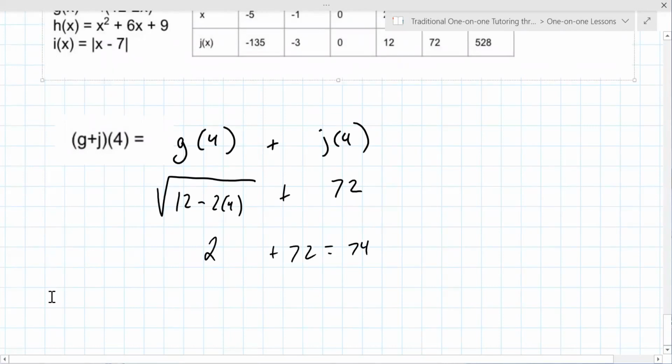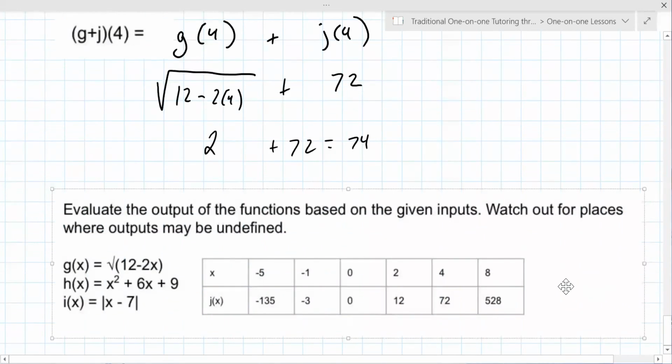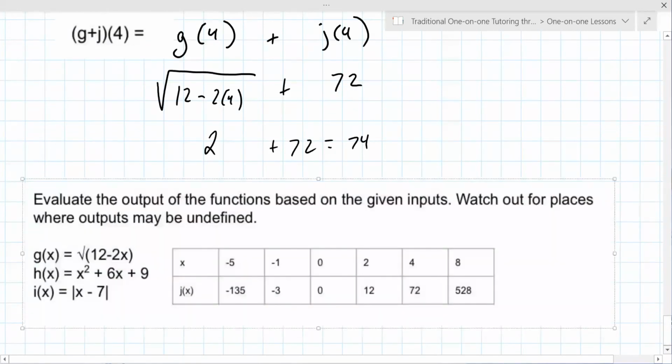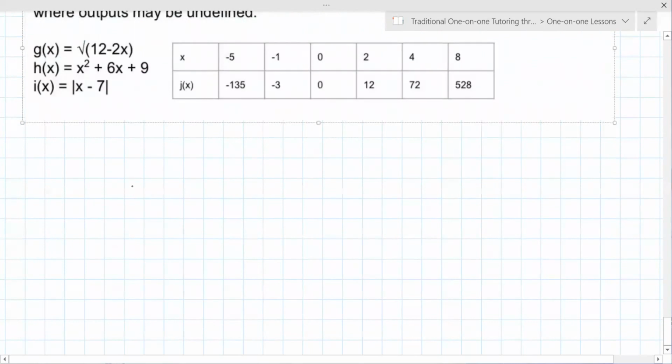So let's have you try one like this. Let me ask you to find h of -1 plus j of -1.